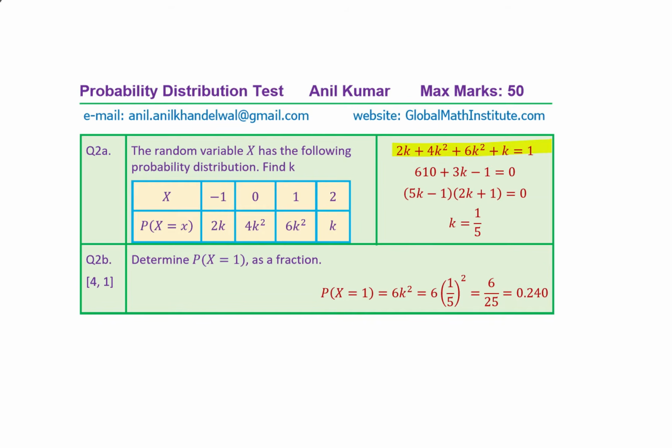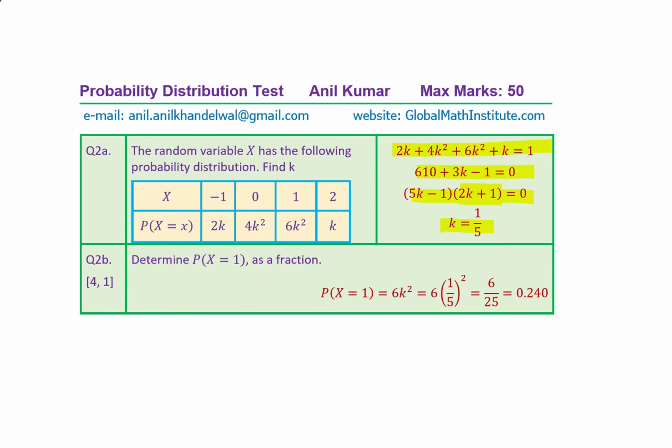So one equation is that the sum equals 1. Let's first calculate the value of k from here. So when you solve this, you get k equals 1 over 5. The other factor here, which is 2k plus 1, gives you minus 1 over 2, which is not a valid value, an extraneous root. So just leave that.